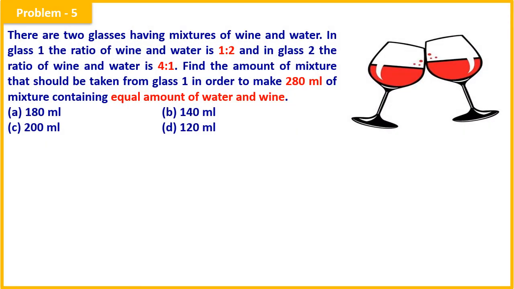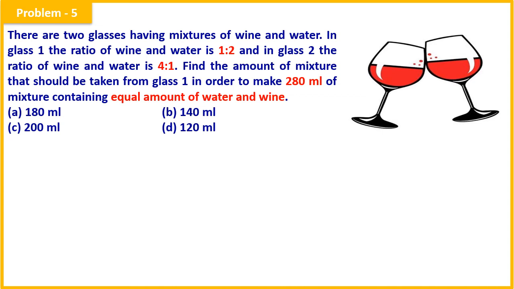Problem number 5. There are 2 glasses having mixture of wine and water. In glass 1, the ratio of wine and water is 1:2, and in glass 2, the ratio of wine and water is 4:1. Find the amount of mixture that should be taken from glass 1 in order to make 280 ml of mixture containing equal amount of wine and water. Well, you can pause this video and try this question on the paper. And once you have solved it, you can again play the video to look for the solution.